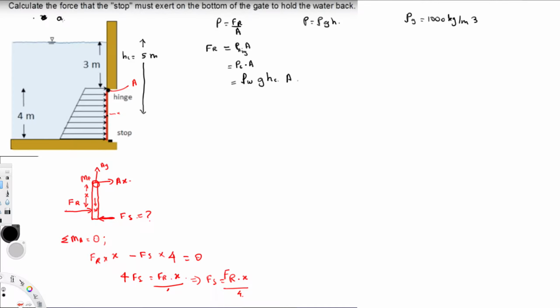Let's say small a is equal to 1. So this is the width, 1 meter, so width is equal to 1. From this we can find the resultant force right now.